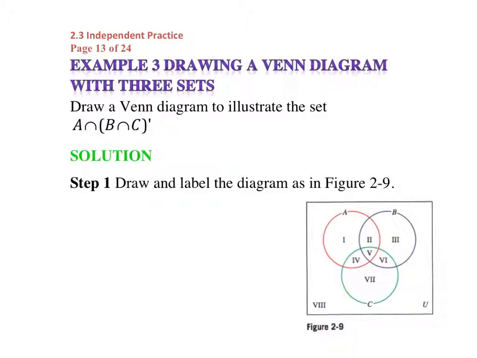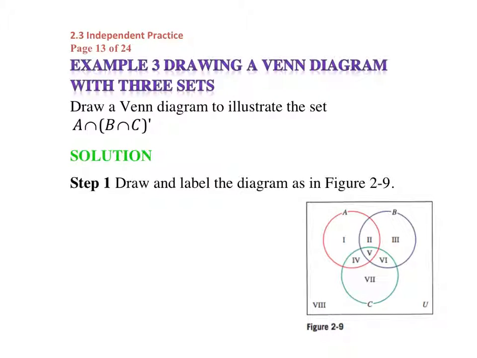Okay, so here's an example. It says draw a Venn diagram to illustrate the set A intersect B intersect C complement. So first notice that we've got three subsets here, A, B, C. So immediately you should have the Venn diagram in this corner here, A, B, C, like the one we just drew, figure 2-9. So that's what you should draw out when you have A, B, C, three subsets. Okay, so step 1 is completed already.